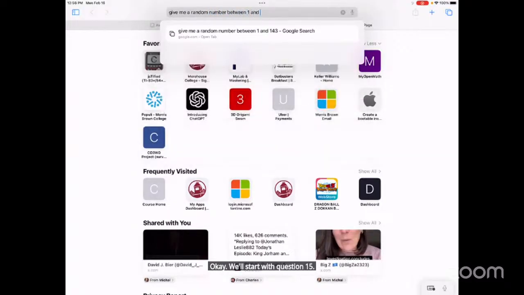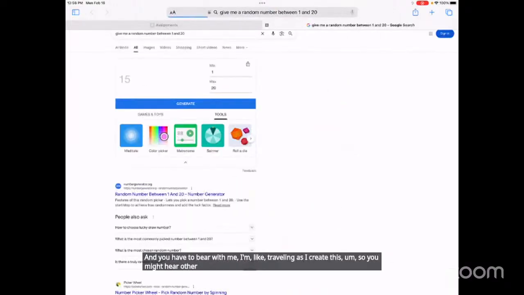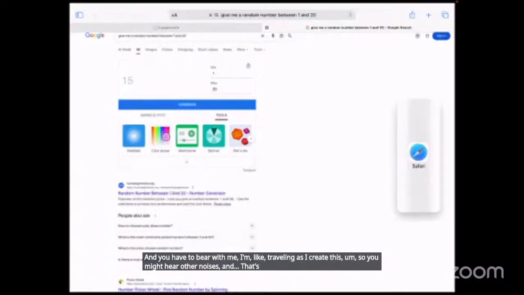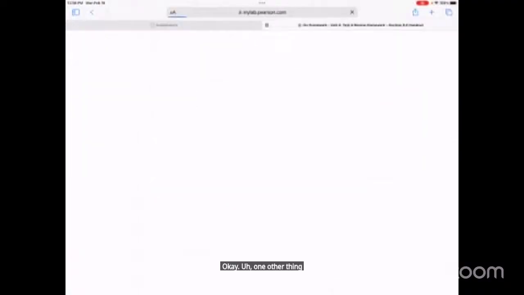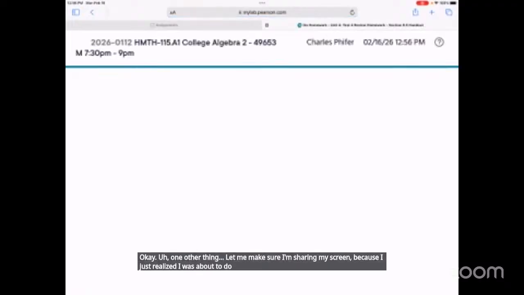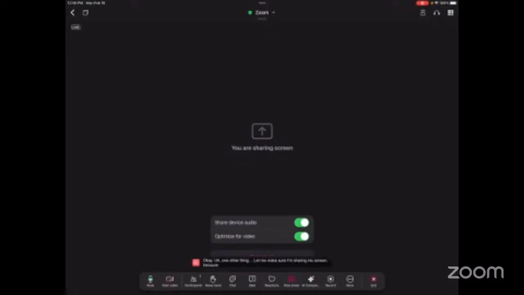And you have to bear with me. I'm traveling as I create this, so you might hear other noises, and that's part of the reason why I'm talking so low. Okay. One other thing, let me make sure I'm sharing my screen, because I just realized I was about to not share my screen. Oh, I am sharing the screen. Okay, good. Just making sure.